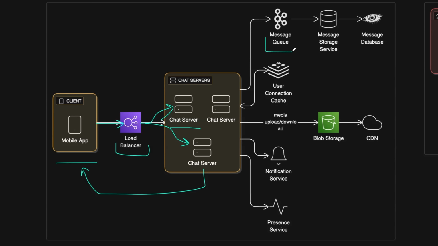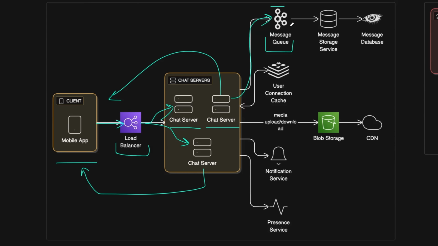Then we'll introduce a message queue, which will be for decoupling message writing from delivery. And this is also one of the things that will allow us to handle failures. So when one of the chat servers receives the message, it will immediately acknowledge and tell the mobile app that the message was sent. And then it asynchronously pushes the message to the message queue for storage and delivery. As an example, this can be either a Kafka message queue or RabbitMQ that will work here.